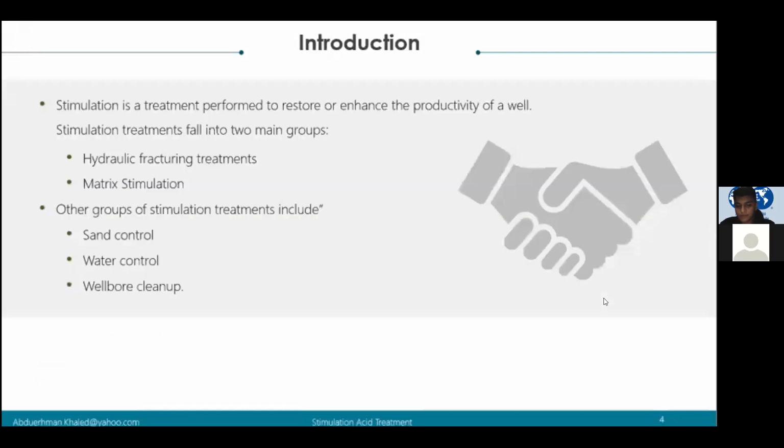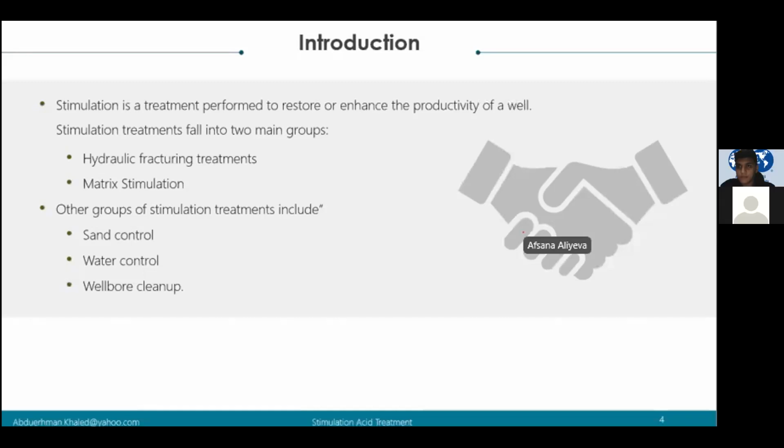So stimulation, by its definition, is a treatment. I mean, any kind of treatment that is performed to restore or enhance the productivity of a well. And it's quite important to know that we can apply this kind of treatment at different stages of the field life. Sometimes we can do stimulation just after the drilling, or we might do the treatment after years of production. This depends on your case, on the policy of the company and the policy of your organization.